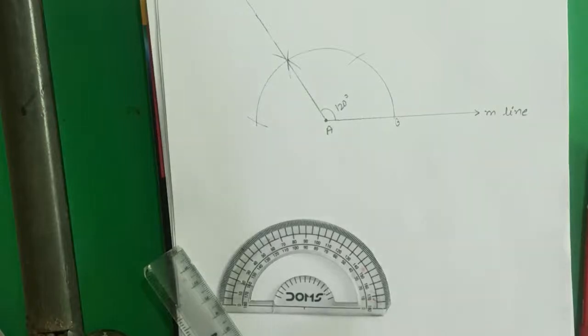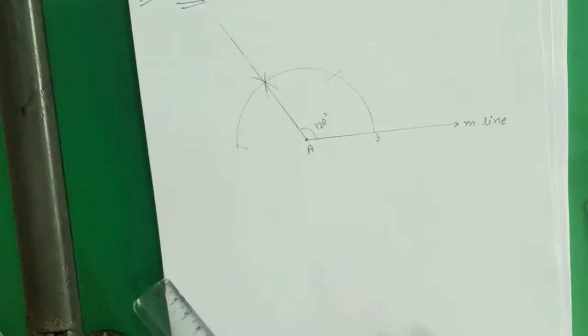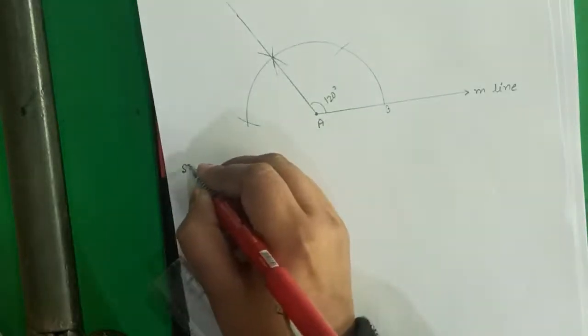Now S4, write down the steps of construction for an angle of 75 degree without using the protractor. Now we have to make an angle of 75 degree.